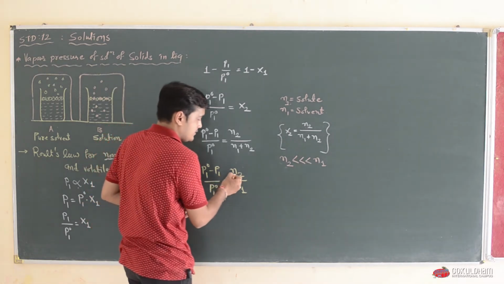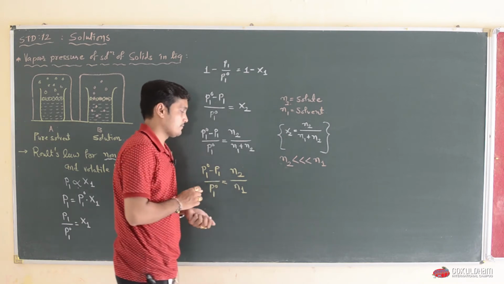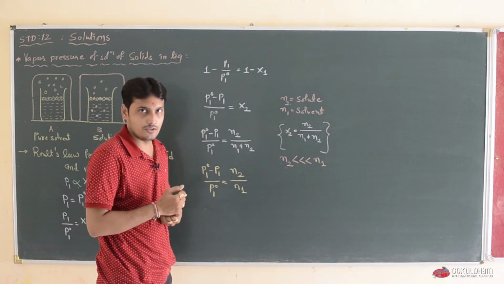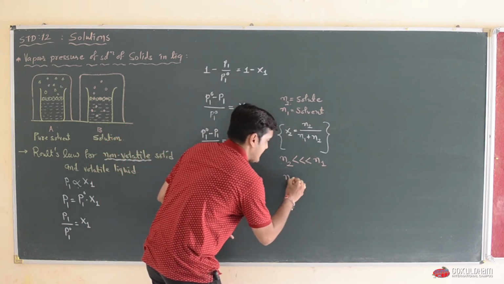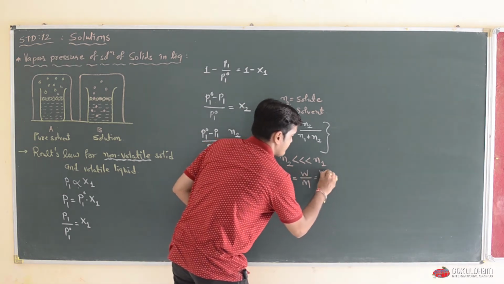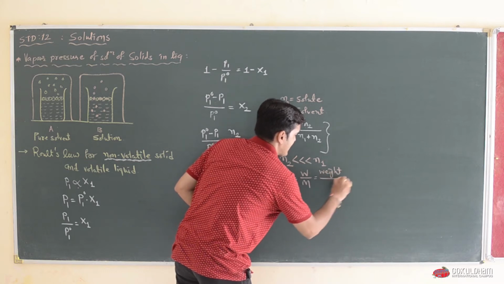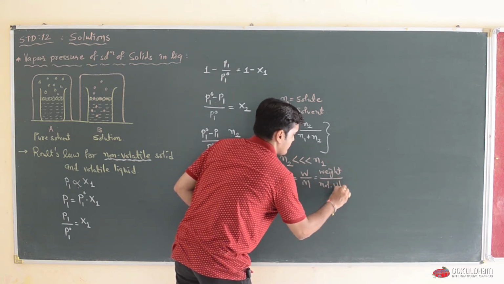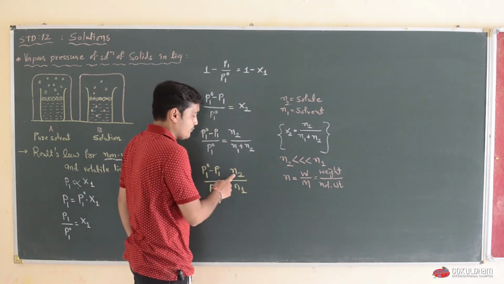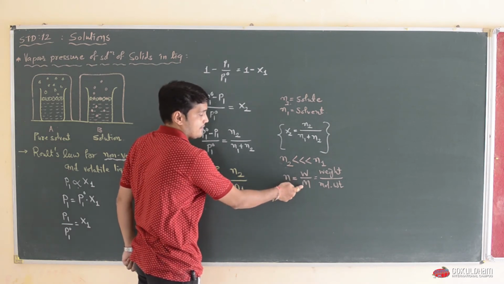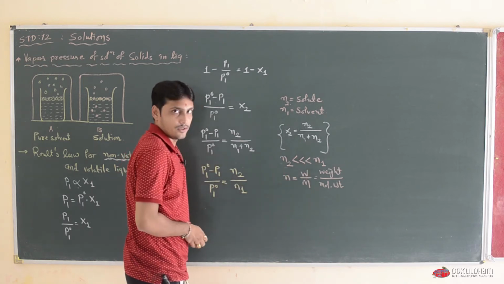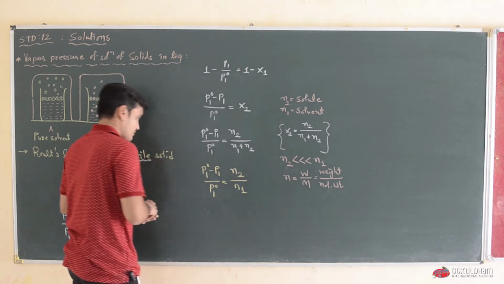Now this mole is known as weight of solute upon molecular weight of solute. We know the equation that n is equal to W by M, that is weight by molecular weight. So we can generate two equations for n2, that is W2 by M2, and for n1, that is W1 by M1.